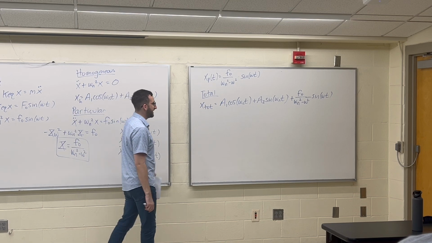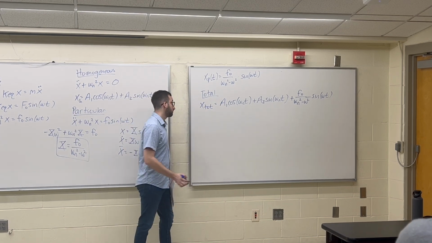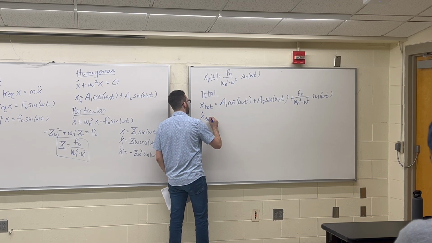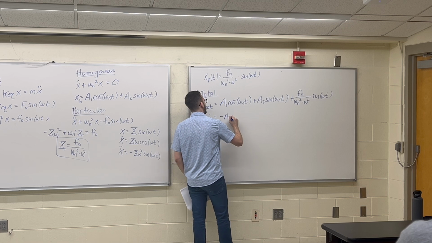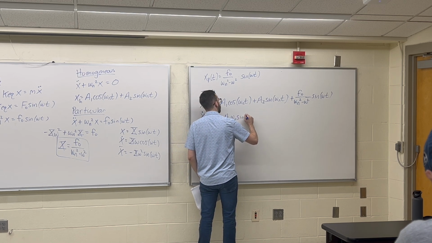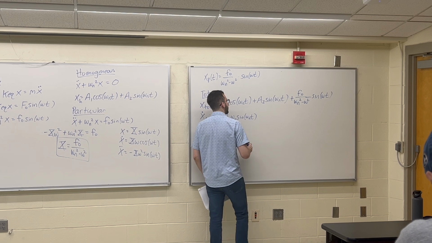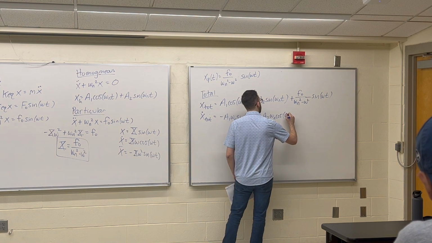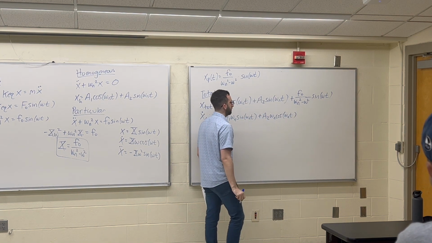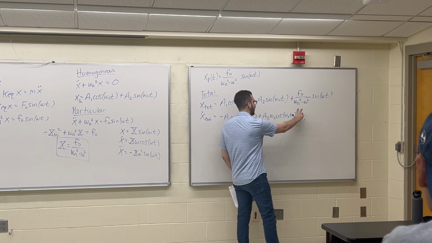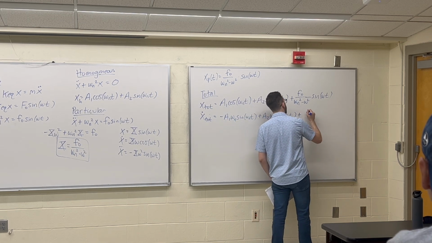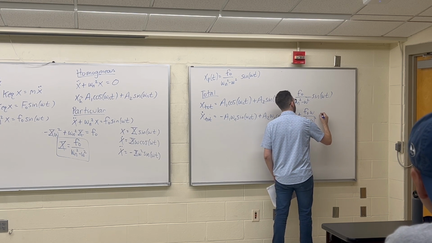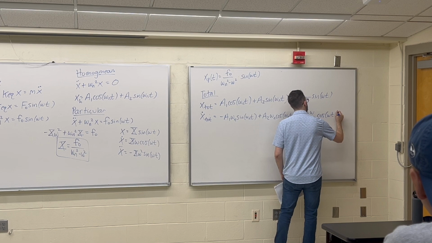So let's go ahead and just take the derivative of this. So we find x dot for our initial conditions, x dot of the total. That will be negative A1 omega n sine omega nt plus A2 omega n cosine omega nt plus this coefficient times another factor of omega, cosine omega t.